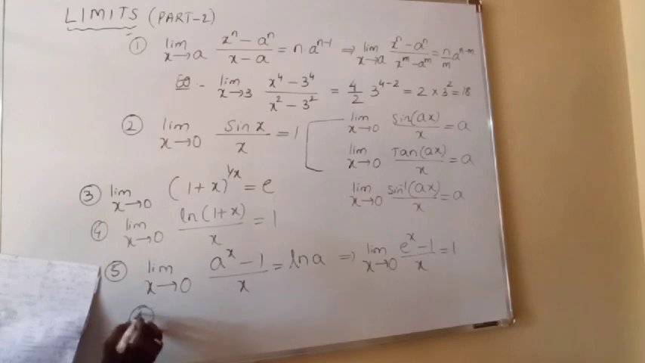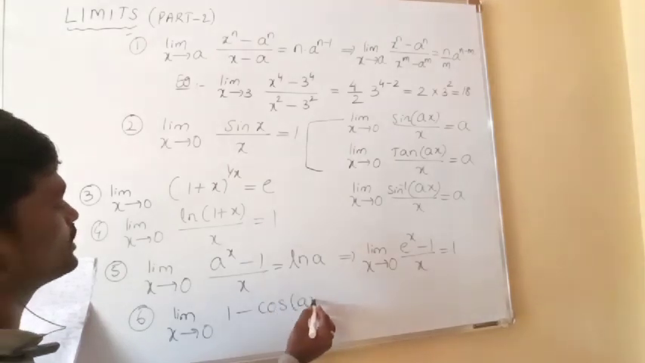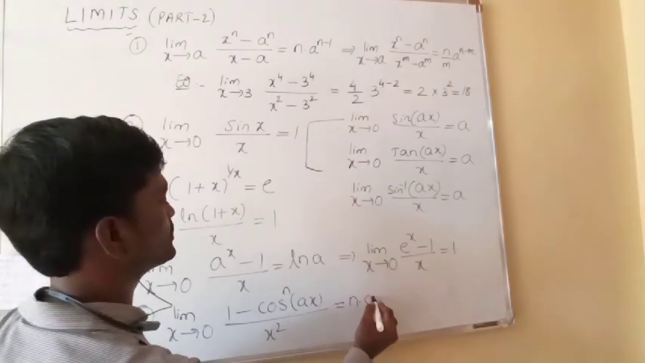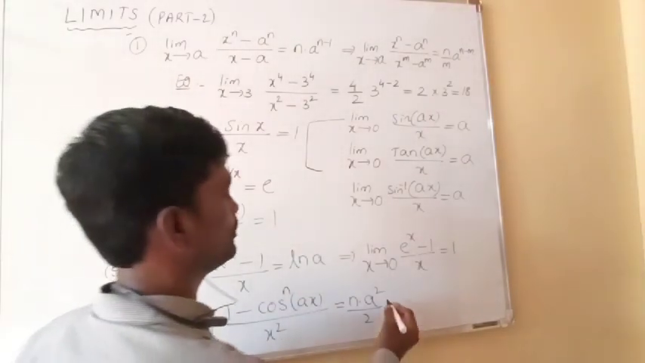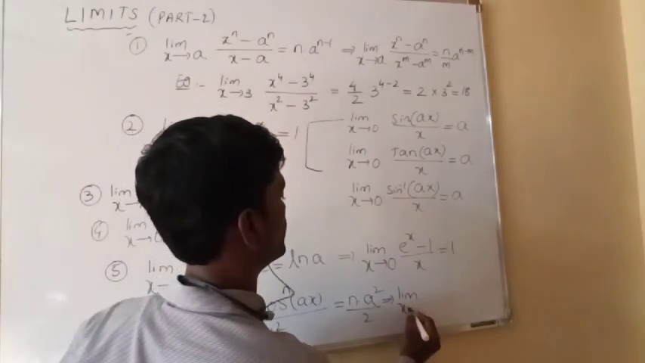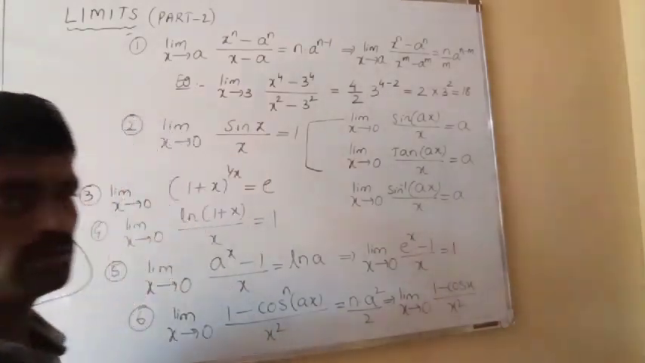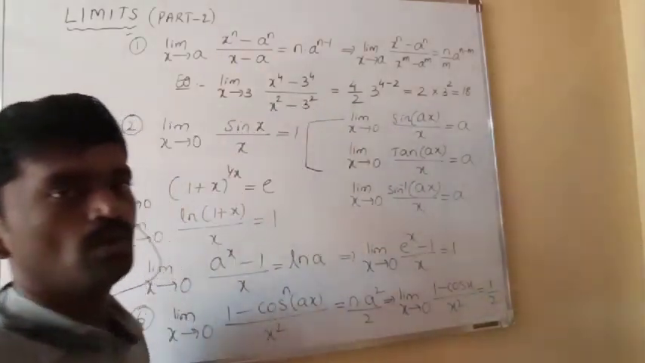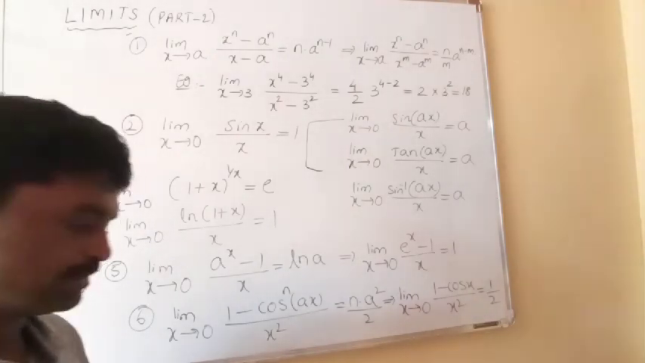Next, last formula: limit as x tends to 0, 1 minus cos of (ax) power n divided by x square is equal to n times a square by 2. So in this sixth formula, if you put a is equal to 1 and n is equal to 1, then the formula reduces to 1 minus cos x by x square as x tends to 0. And if you put n value 1, a value 1, what do you get? 1 upon 2. So try to remember at least these formulas.